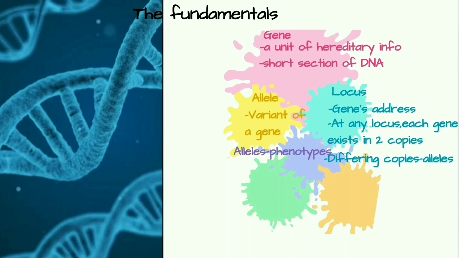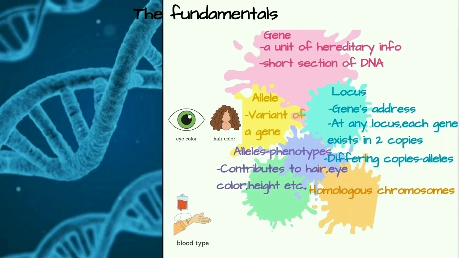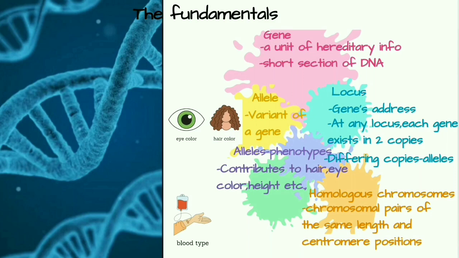Whatever we have spoken so far is only about the homologous chromosomes. Homologous chromosomes are nothing but those which have the chromosomal pairs of the same length, same centromere positions, same gene placement. They have different alleles on the same gene at the specific locus.